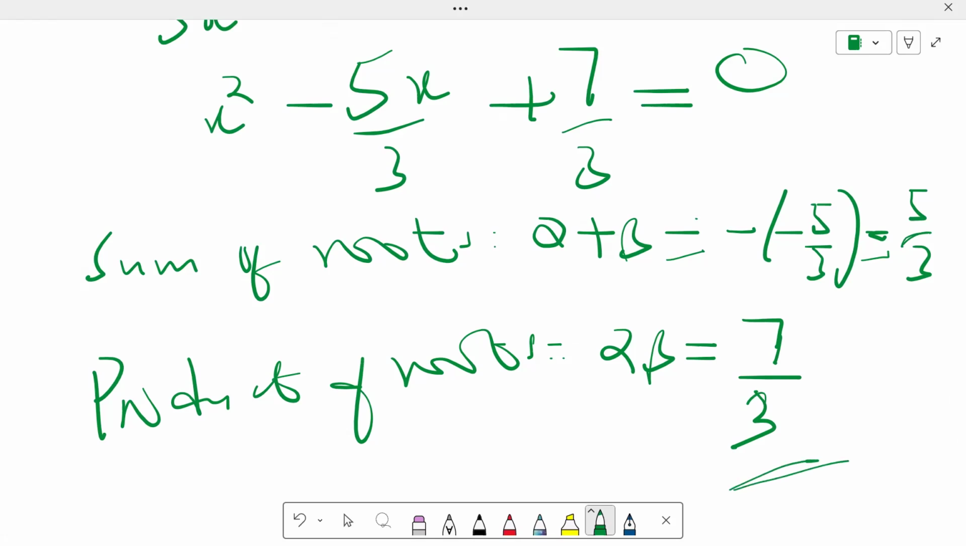So anytime we have the expressions, we can straight away do that. It's always negative b over a. Whatever b that we have, we negate it, and then over our a. So our sum of roots is alpha plus beta. That gives us negative negative 5 on 3, and that is 5 on 3. And then we have our product of roots, alpha beta, that is 7 on 3. Fantastic.